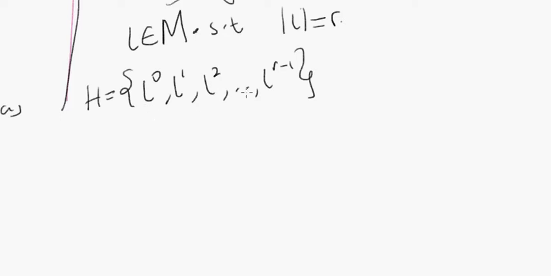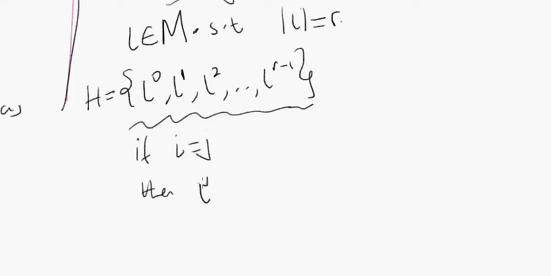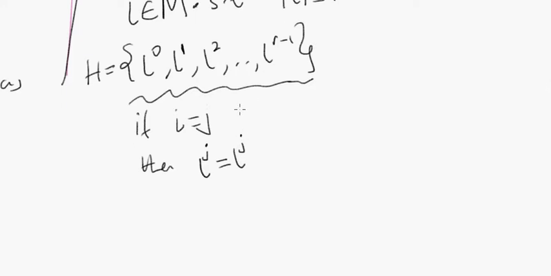How many elements does H appear to have? Does it appear to have R elements? How can we tell if H actually has R elements or not? One thing to verify is that none of the elements are the same, that all of them are distinct. That is, if i does not equal j, is it true that l to the i equals l to the j? If i does not equal j, we may as well suppose that i is less than j.